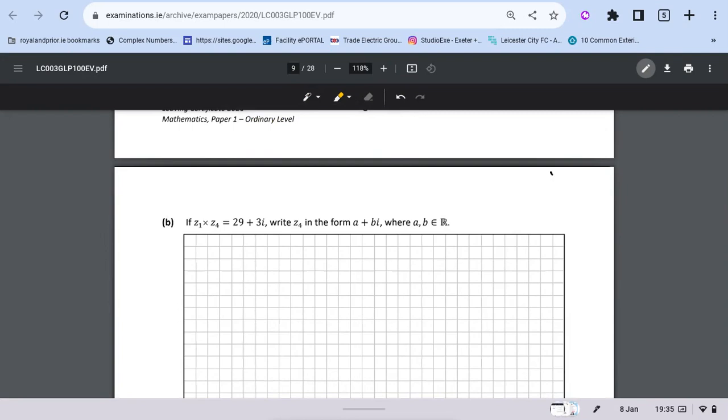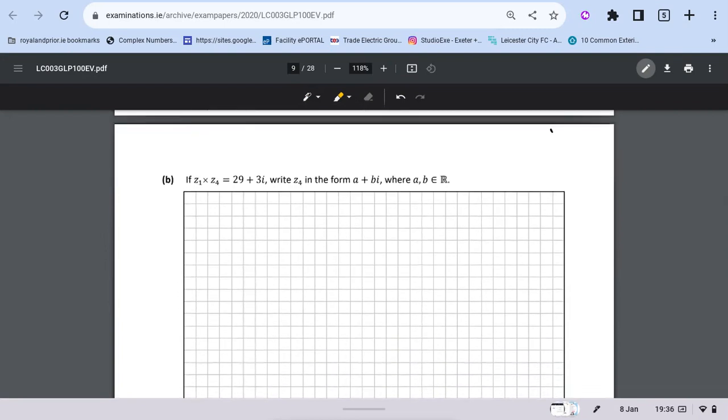If Z1 by Z4 is equal to that, write Z4 in that form. So we need to get Z4 on its own. Now, as I told you, if they don't ask you for the modulus, you can be sure they're definitely going to ask you for division. It's the 2 big things, modulus and division. Everything else is straightforward. So to get Z4 on its own, if I had 2x is equal to 8, how do I get that x on its own? I divide it, 8 over 2. Same thing over here. To get the Z4 on its own, since that is a multiply sign and not an add or subtract, I'm going to divide.